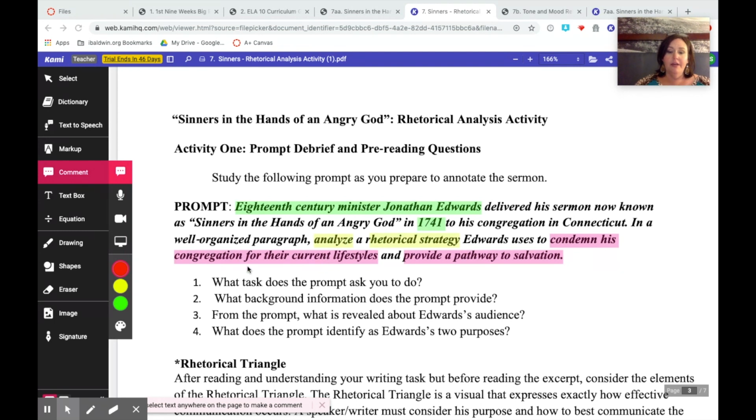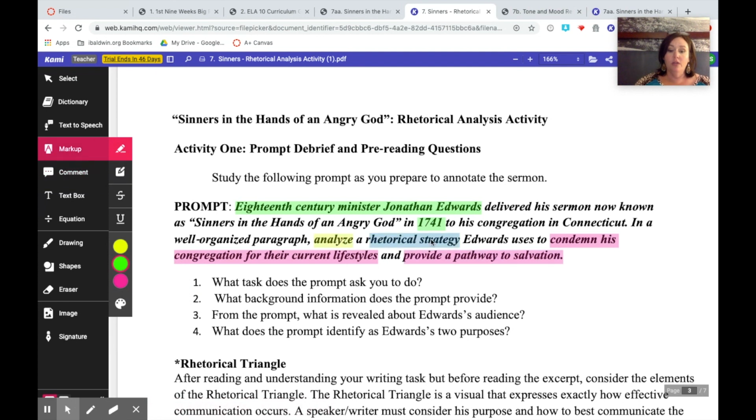And so question number 1, what task does the prompt ask you to do? We want to show them how to find those verbs that give them their task. In this case, the task is to analyze a rhetorical strategy.